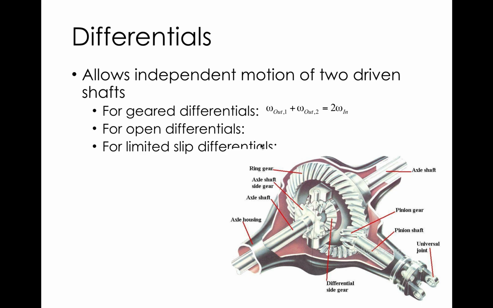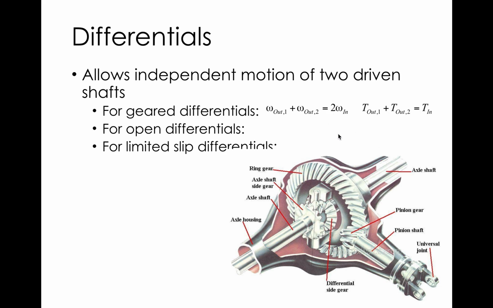So what you'll find is that the output speed for this, through the velocity ratio calculations, the sum of the outputs is equal to twice the input. Or you could say that essentially your input is the average of the outputs, right? Divide by 2. The input is the average of the outputs. Now, usually in automotive applications, you're driving over here. So this velocity ratio has to be maintained. For a geared differential, this has to be true.